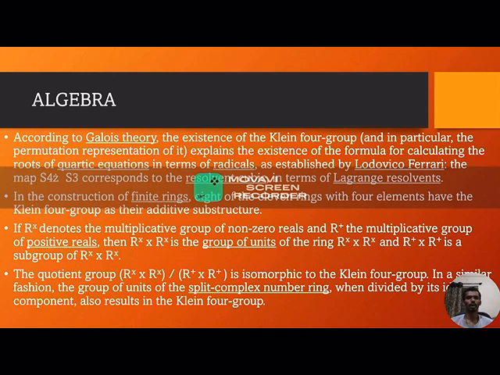In the construction of finite rings, 8 of the 11 rings with 4 elements have the Klein 4 group as their additive substructure. R^× denotes the multiplicative group of non-zero reals and R^+ the multiplicative group of positive reals. Then R^× × R^× is the group of units, and R^+ × R^+ is a subgroup of R^× × R^×.